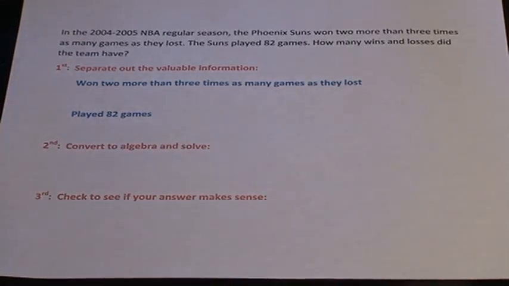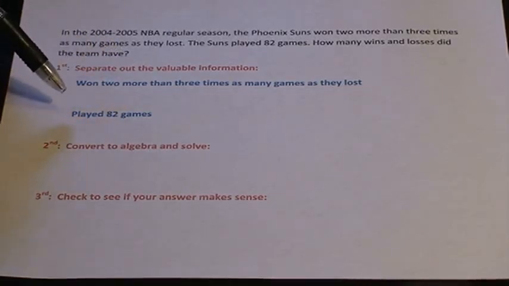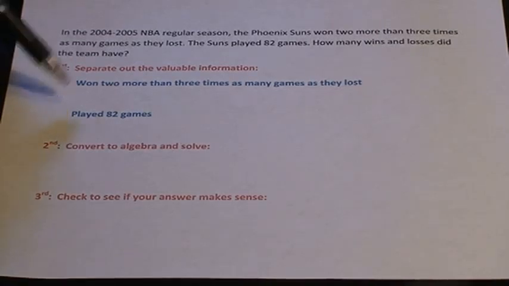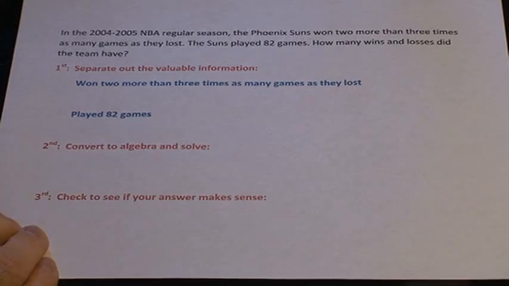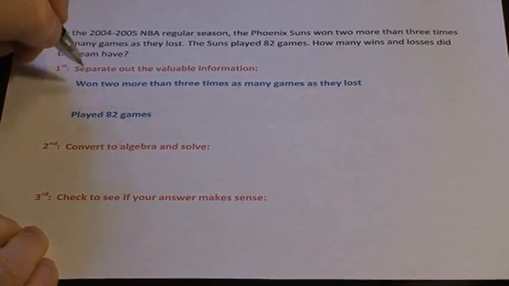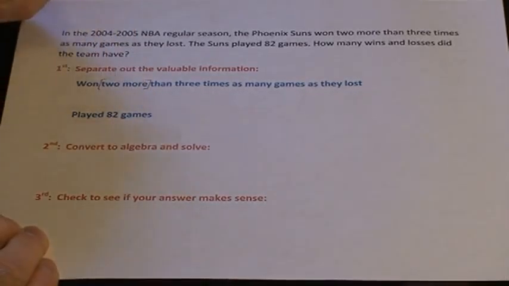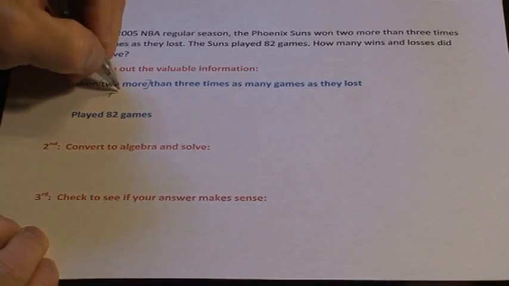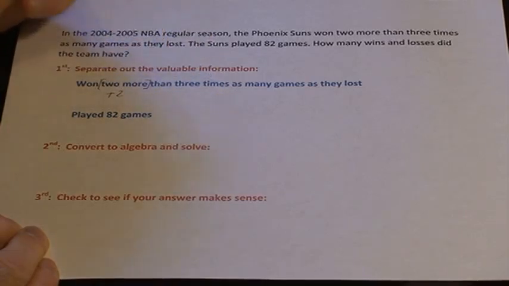The first thing we want to do is to separate out the valuable information. We have two statements here. They won two more than three times as many games as they lost, and they played 82 games. So we want to extract some sort of algebraic statement here. In this one right here, we're given that they won two more. So of course we're going to say plus 2 than 3 times as many games as they lost.